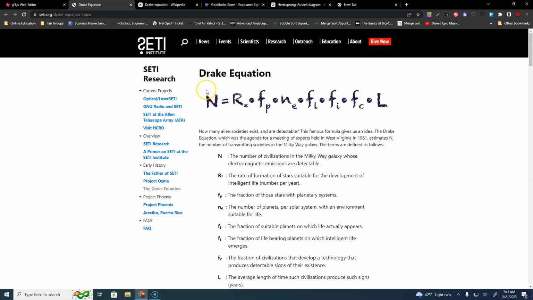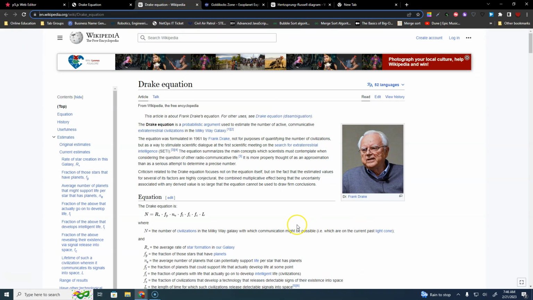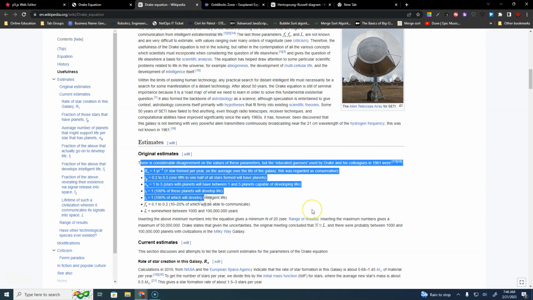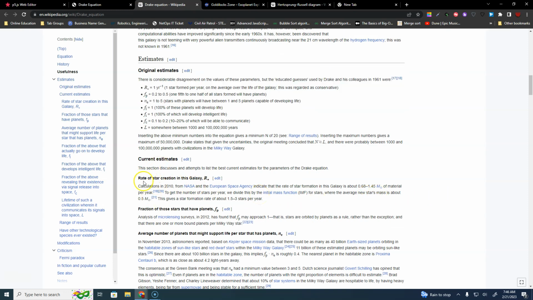So N would be the number of civilizations that would be able to contact us in the Milky Way galaxy. Okay. R star, this is the rate of formation of stars suitable for the development of life. So there are some values that we are looking at on R star. There is Wikipedia, as much as you want to rely on it, there are some values. So here's original estimates, and we have other ones. So here, this would be new, gives a star formation rate of about 1.5 to 3 stars per year. This is for the Milky Way galaxy.